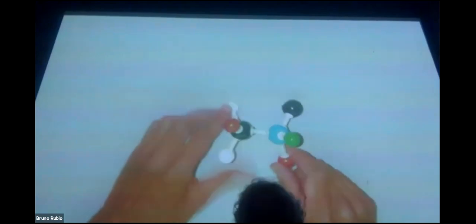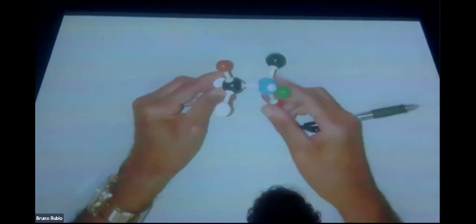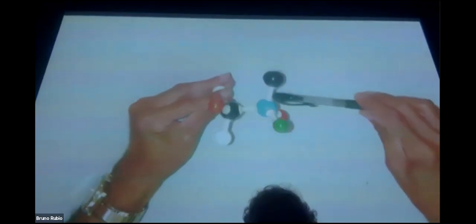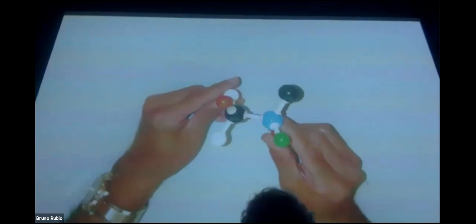Okay, so I guess what you would be looking at now is the dash and wedge, right? That would be a solid line. The orientation here, that would be a solid line. This would be a solid line as well, right? And this would be a bond pointing away from you. So this is just the dash. That would be the dash and wedge representation.